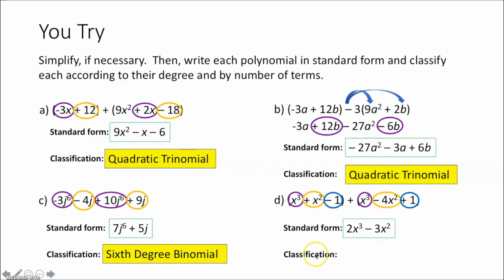And if I wanted to classify this, we look for the term with the greatest degree. That would be this one. So it's going to be to the third power, so cubic. And then there's two terms, so that would be a cubic binomial. Sweet, you're done.